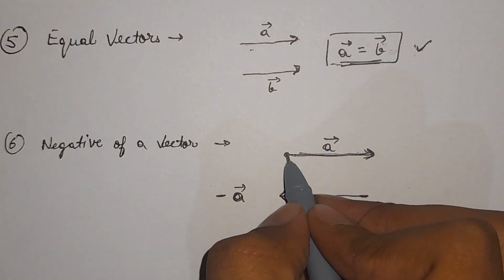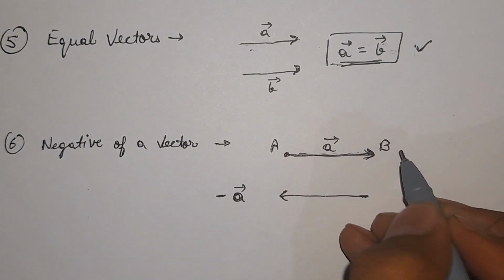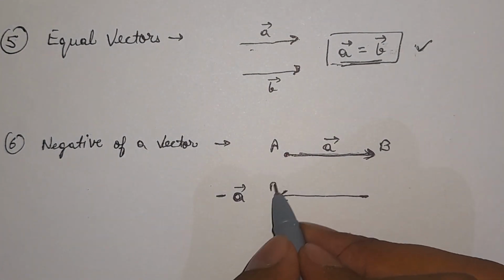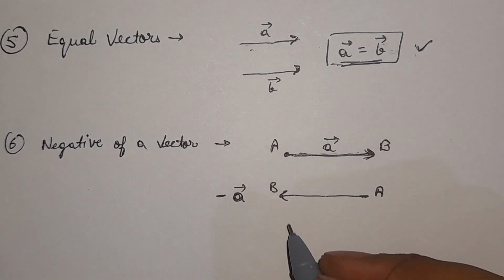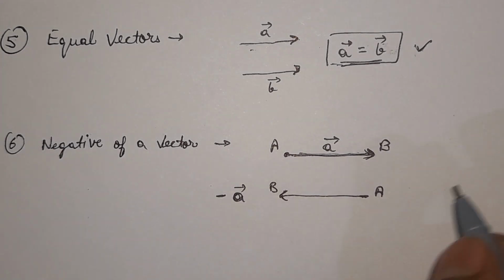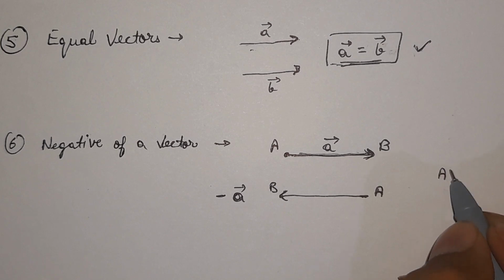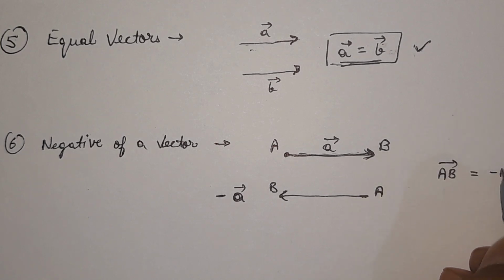Let's consider this initial point as A and this as B. So this will be B and A. So I can write AB vector is equal to minus BA vector.